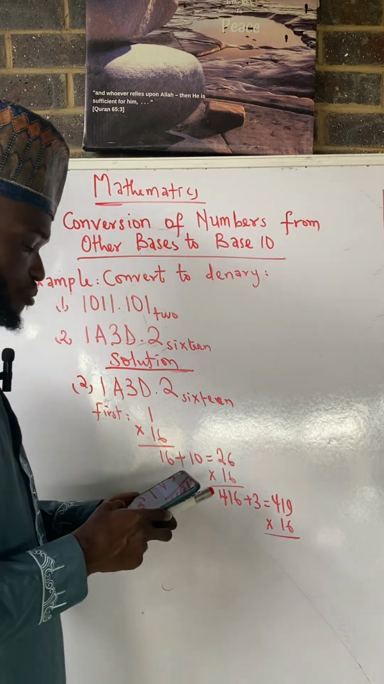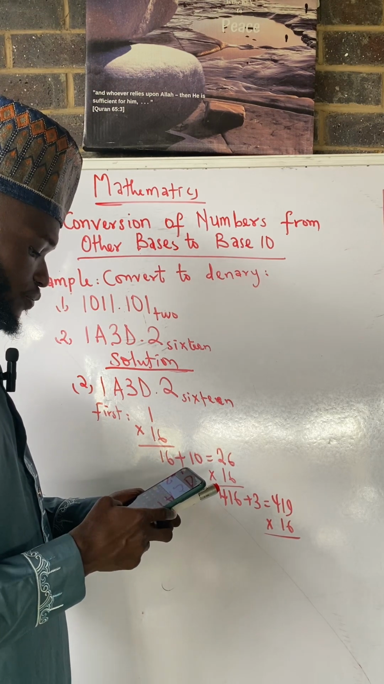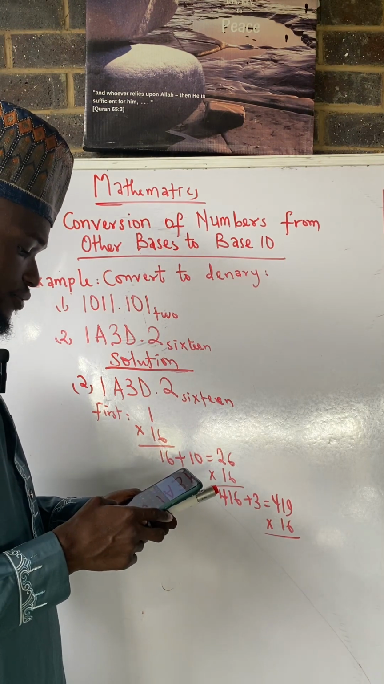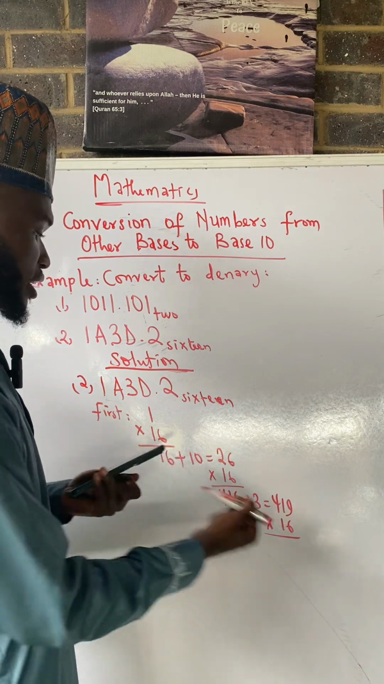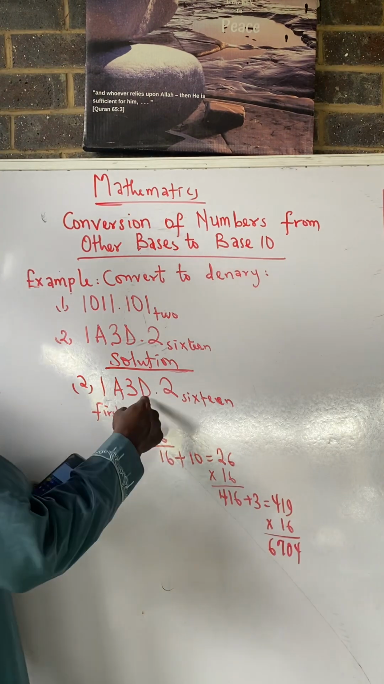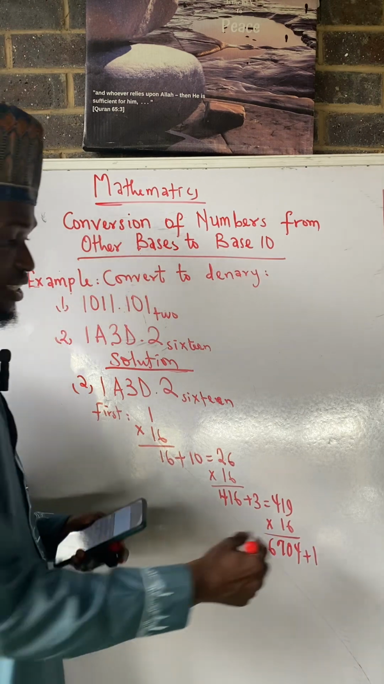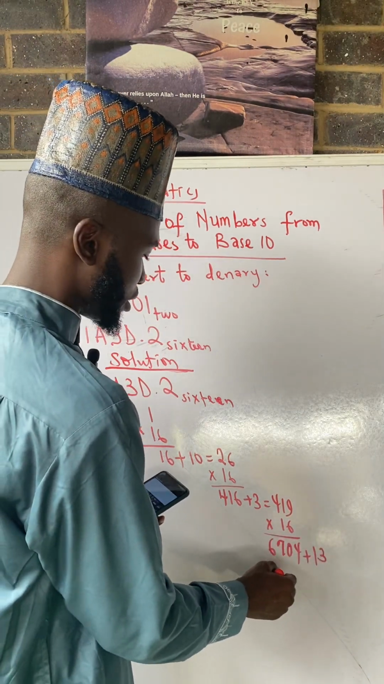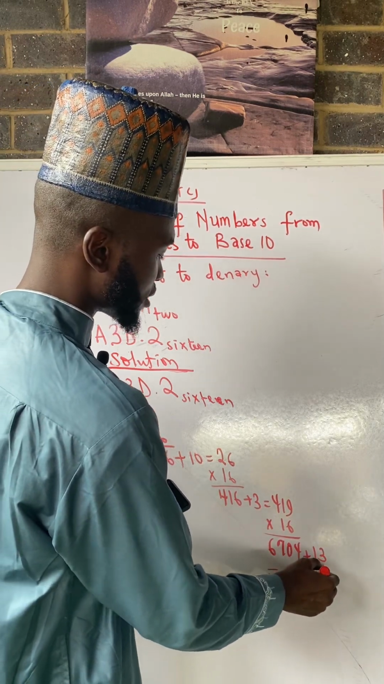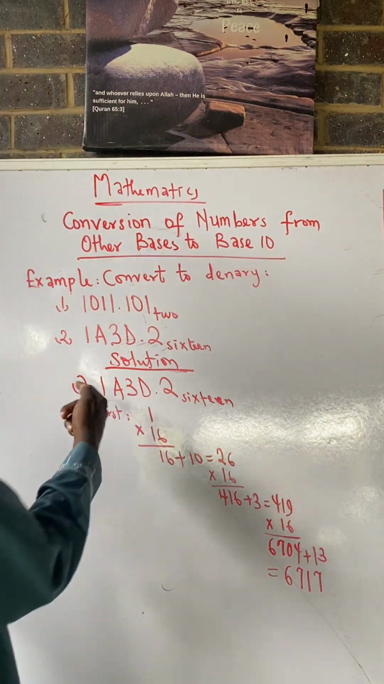Let's multiply the whole number by 16. 419 times 16. That gives us 6704. And the next thing is to add the next digit, which is D. The next digit is D, and this stands for 13, like we know. So this times this plus 13, that will give us 6717. And this is the answer that we will have for the whole number part.